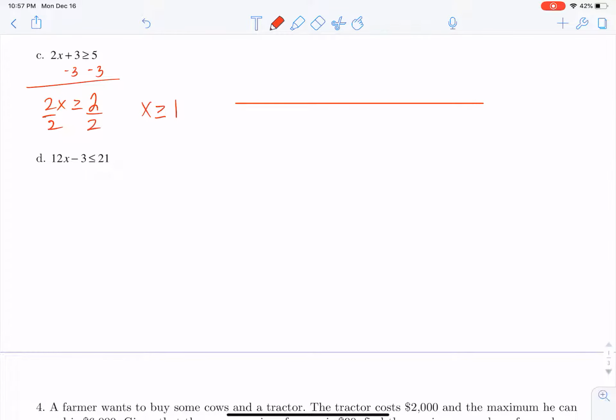So creating my number line here, I have 0, 1, let's call that negative 1. I know that I'll have a closed circle at 1, and all of the values that are larger than 1 are represented on the right side of that inequality.